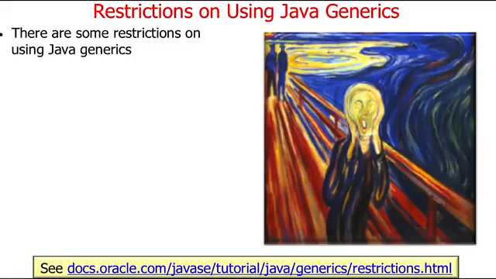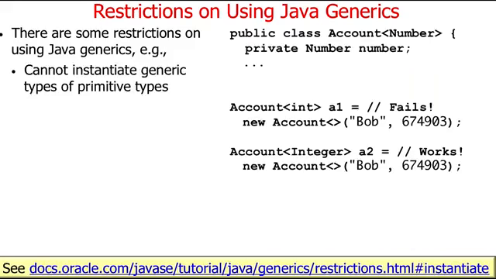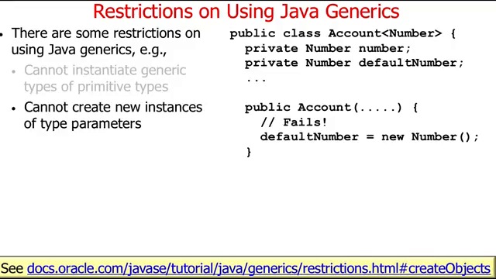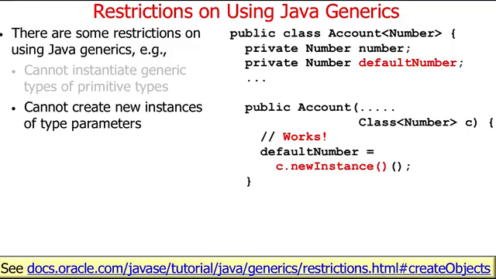There are some restrictions on using Java generics that you'll need to know to use them effectively in practice. In particular, it's not possible to instantiate generic types of primitive types. For example, the generic account class cannot be instantiated with the primitive type int, but instead must use the non-primitive Integer type. Likewise, it's not possible to create a new instance of a type parameter. For example, a default number cannot be created, though Java Reflection can be used to accomplish this sort of initialization for general type parameters whose constructors require no arguments.